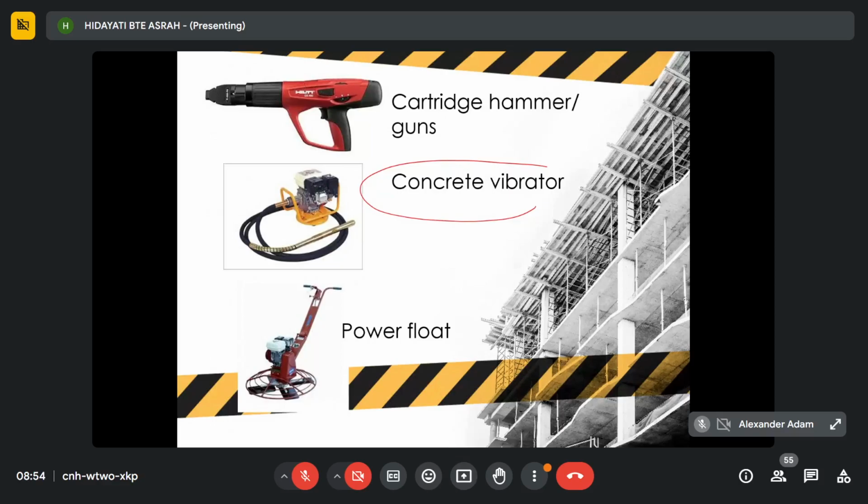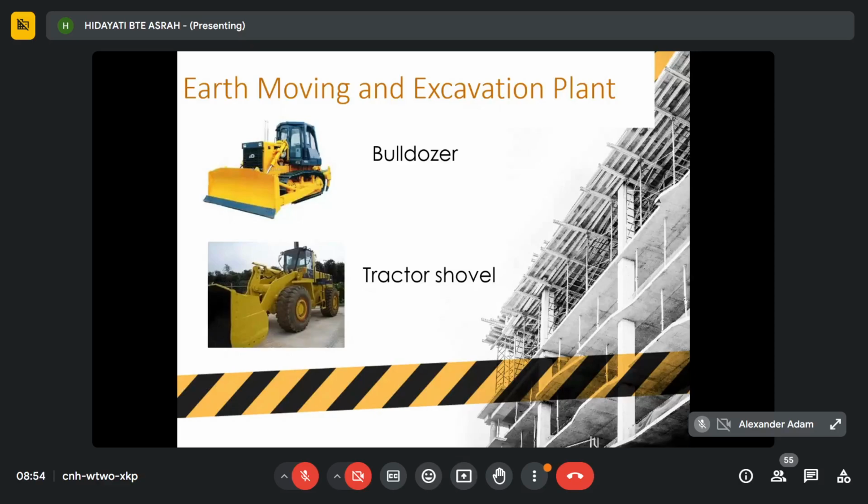Okay, and then power float. Power float is used to produce a smooth, dense, and level surface finish of the concrete surface. Okay, this one is under earth moving and excavation plant. You can see here the bulldozer. This one we usually use to push material like sand, soil, rubble during the construction.